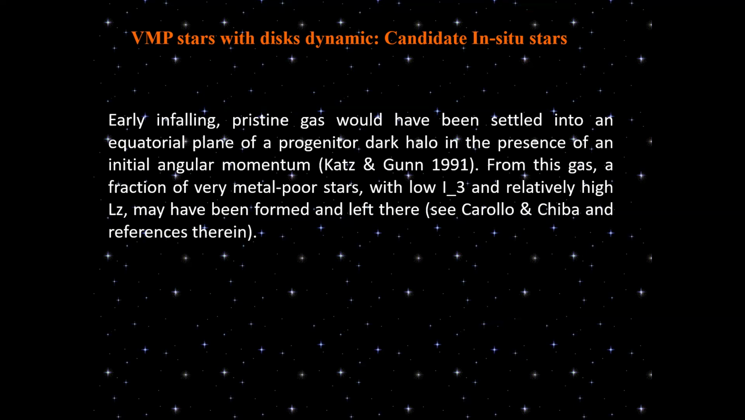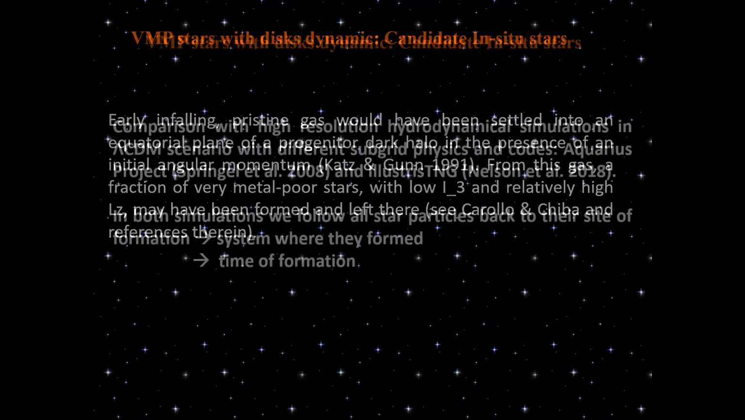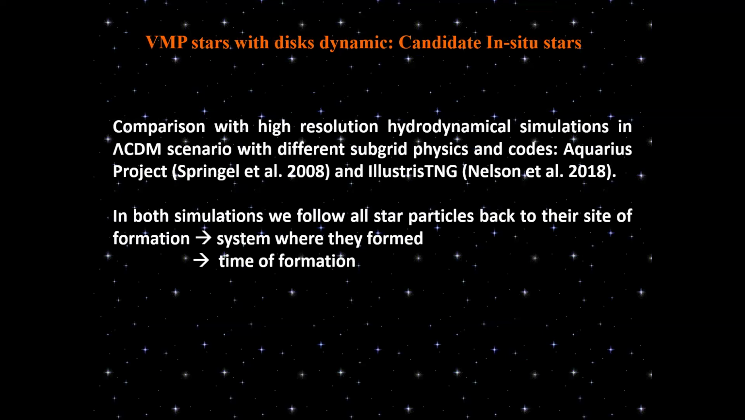What we think is that if we have the parent halo, in the early stages of galaxy formation, and there is an initial angular momentum, then pristine gas could have settled there, and stars form from this pristine gas in the presence of angular momentum. And so maybe the stars that we observe today in the disk formed from this pristine gas, and they were just left there. And obviously they are in situ stars.